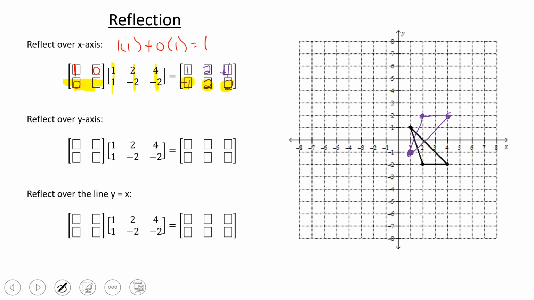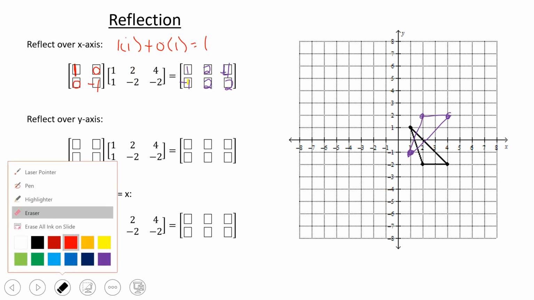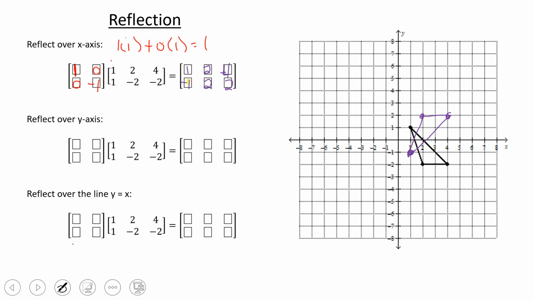But then the bottom row does change signs, so I'm going to have to multiply by a negative 1 in order to get the result that I want. So I know that there's lots of highlighting going on here. I'm going to try to get rid of some of it. But a big takeaway here is that if you're going to reflect over the x-axis, that is the 2 by 2 matrix that you need to multiply by.